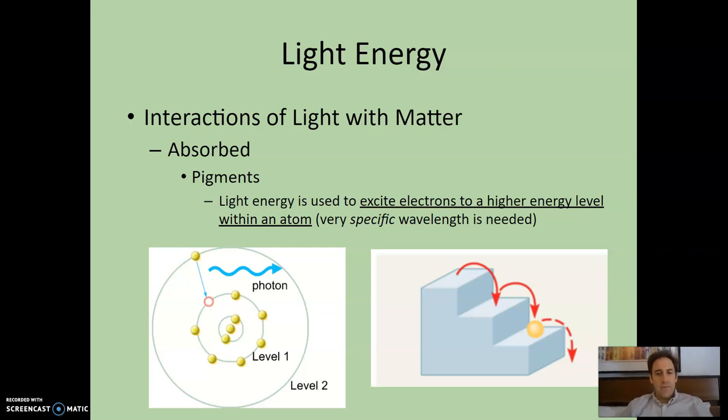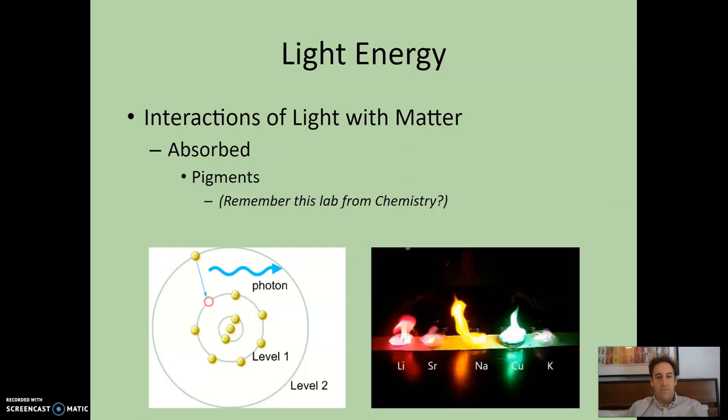Well, basically it goes back to chemistry. A specific wavelength of light is used to move an electron to a higher energy level within an atom. So basically you've got an electron in an energy level. When a specific wavelength of light hits it, woohoo, it jumps up to a higher energy level. That is what is happening when it absorbs light.